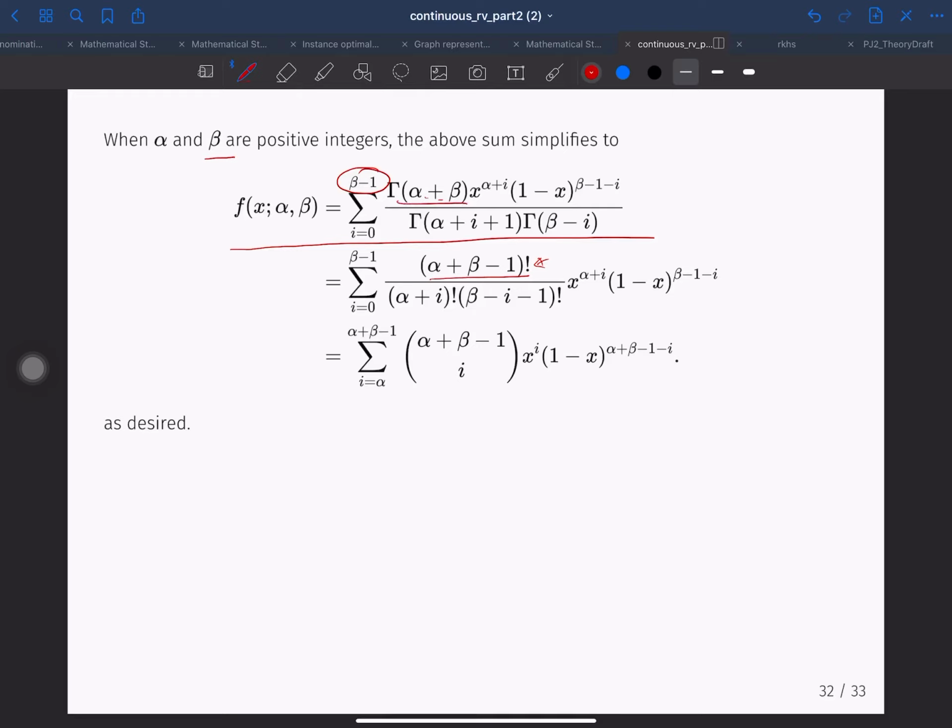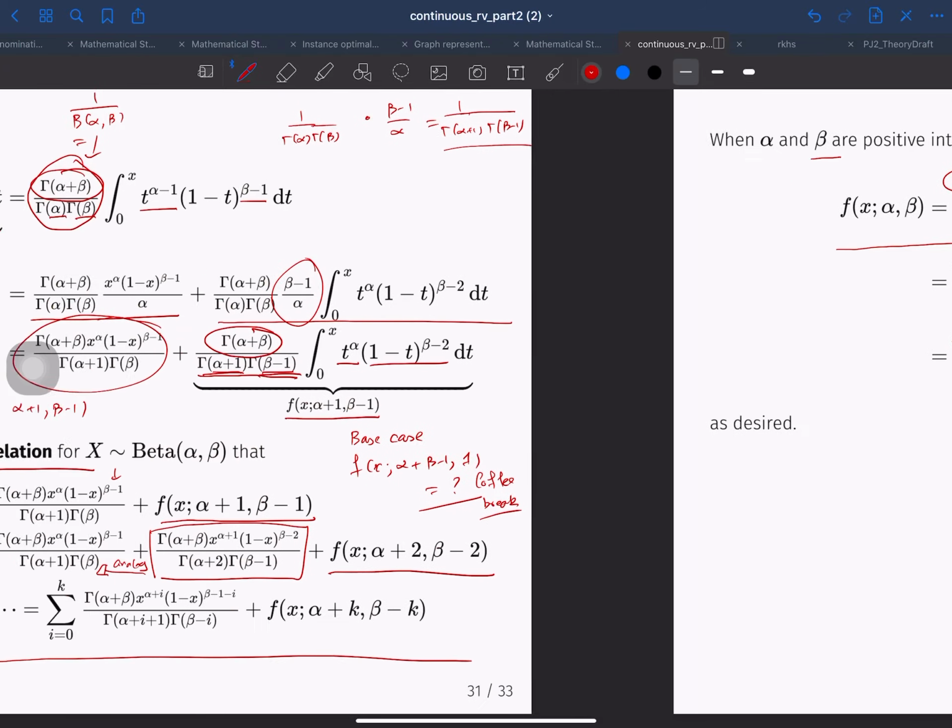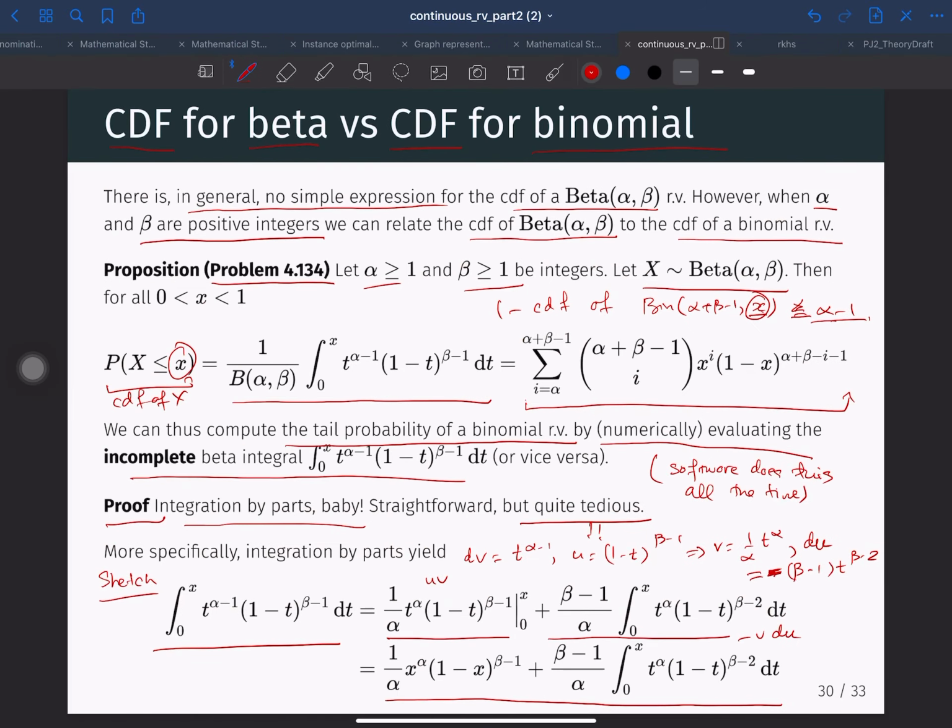And now you can do a change of variable by letting i prime be alpha plus i. So i goes from 0 to beta minus 1, then i prime goes from alpha to alpha plus beta minus 1. So therefore you have i from alpha to alpha plus beta minus 1. Now you have x to the i, and this term becomes this term. And this is nothing more than the tail of the binomial, which is what appears here, as desired.